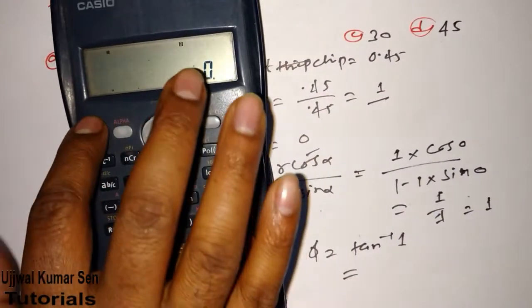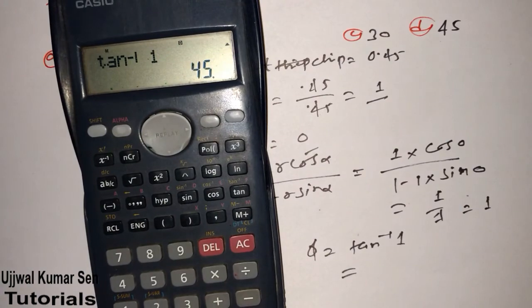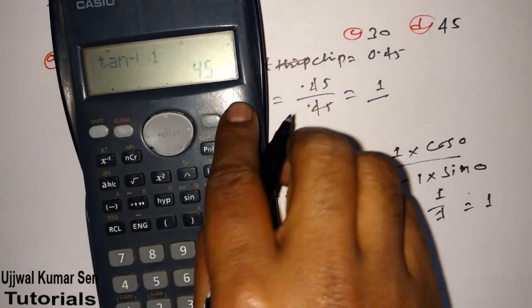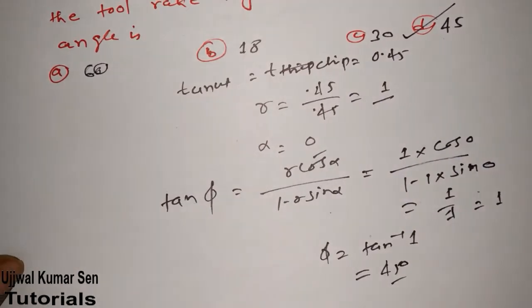Let me show you how. Shift tan inverse 1, 45. So the answer is 45 degrees. So the correct answer is D.